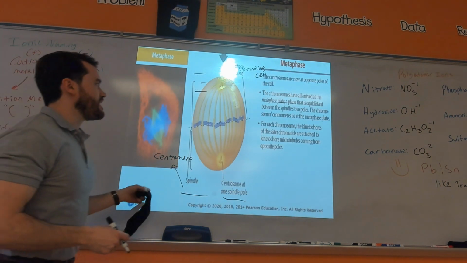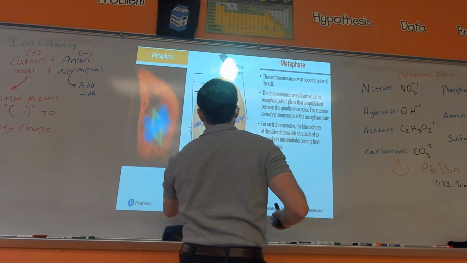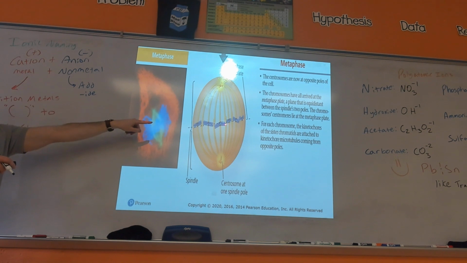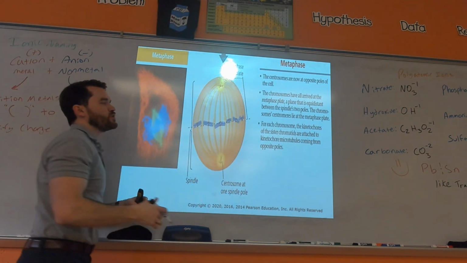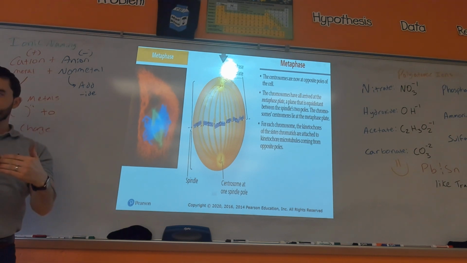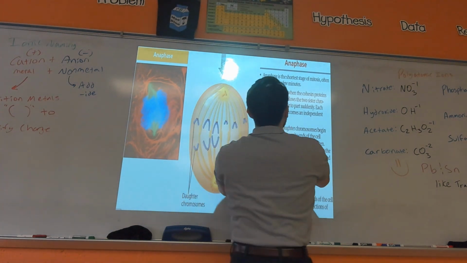All right, now metaphase. They're meeting in the middle of the cell. So there's your chromosomes lined up in the middle of the cell. They line up at something called the metaphase plate. Centrosomes are at opposite ends of the poles, and then you see your microtubules. They're attached.